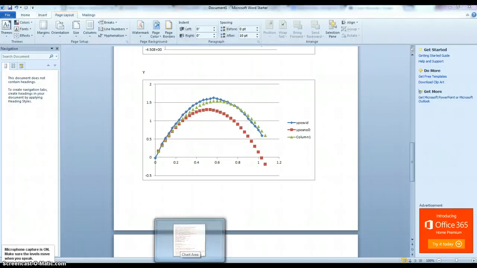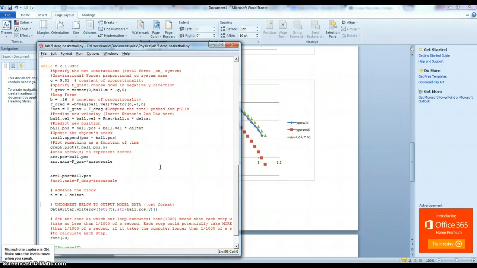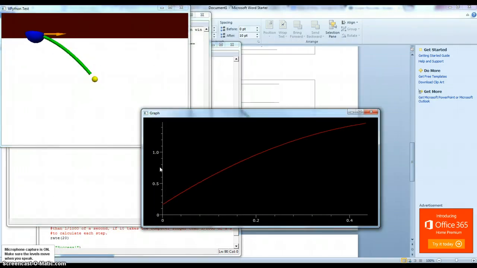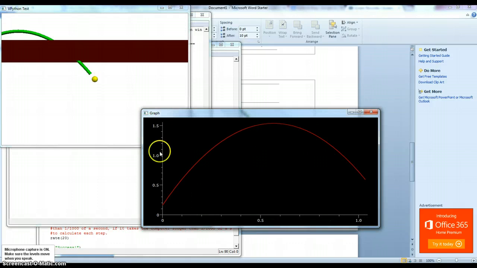So lastly, we'll take a look at my actual model. And this is what it looks like, me shooting. Here it is.